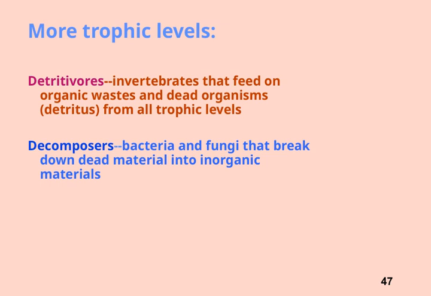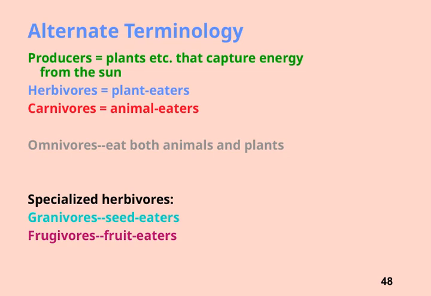This highlights how energy transfer isn't just a simple chain from producers to consumers, but a more complex web involving these important organisms that process and recycle organic matter. Let's talk about some alternate terminology we use in ecology.